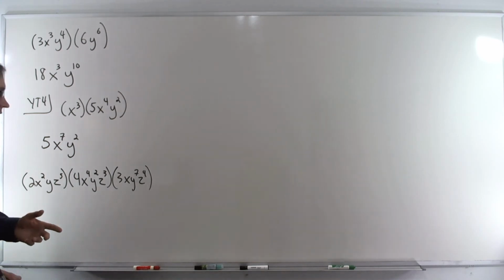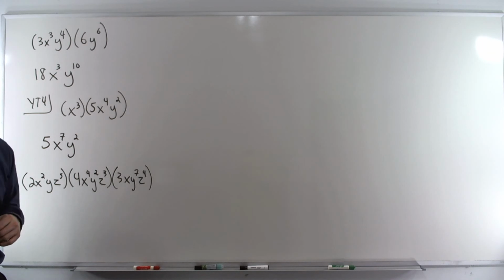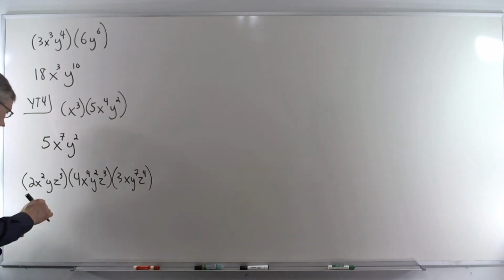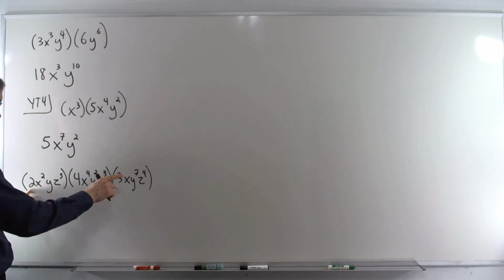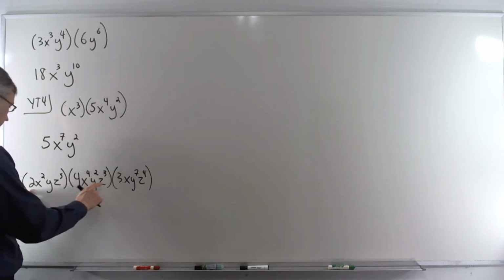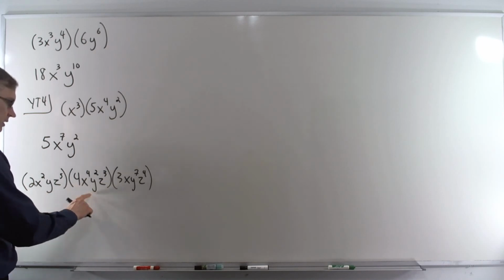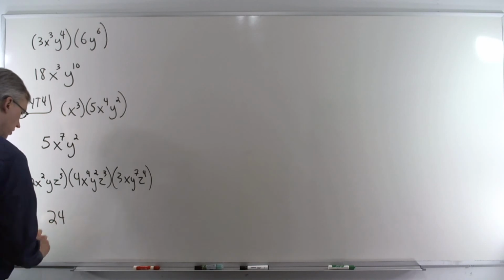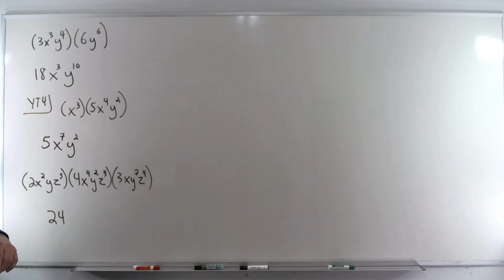And we can have any number of terms or monomials multiplied, and each monomial can have any number of variables inside. So when you see a problem like this, just take it one piece at a time. So we'll start with the numbers. You got 2, and we're going to multiply them all. 2 times 4 times 3. So that's 2 times 4 is 8. 8 times 3 is 24. So the coefficient on the product is 24.